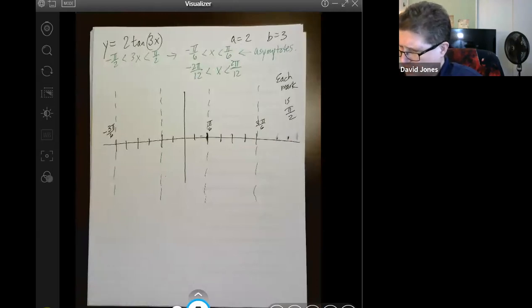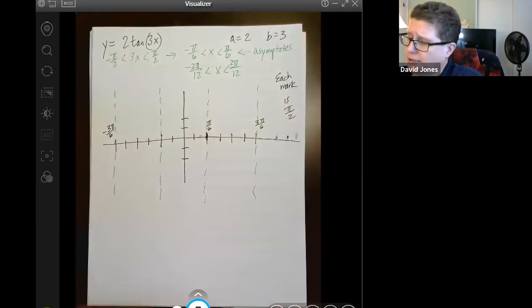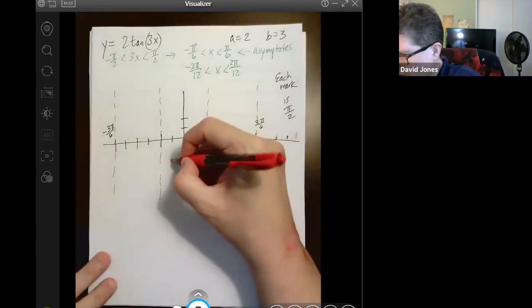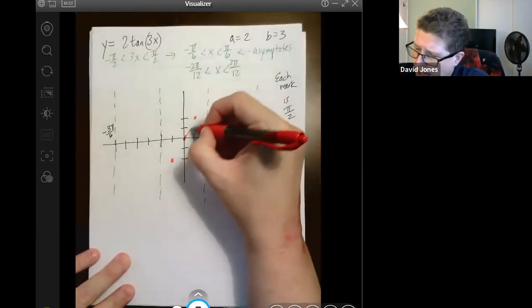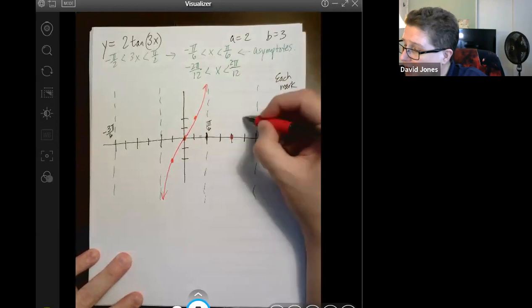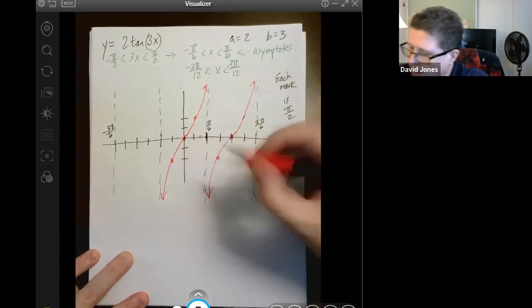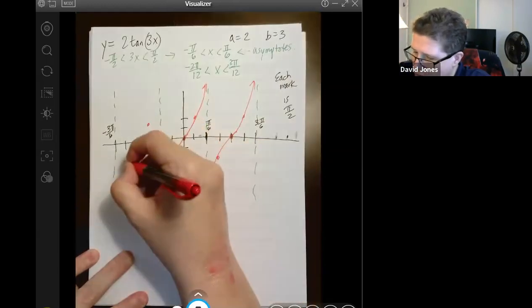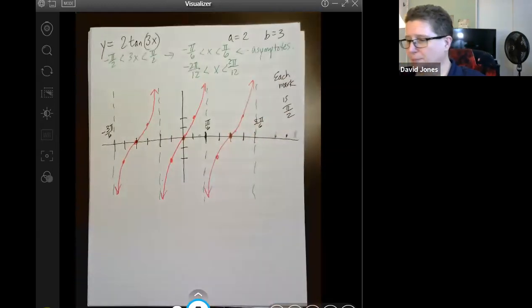All right. Tangent is at -a, so a is 2. Let's put that in. 2, 1, 2. Tangent is -a on the left quarter point, +a on the right quarter point, 0 in the middle, and we cycle or approach and never cross the asymptotes. And this is repetitive. Simple as that.